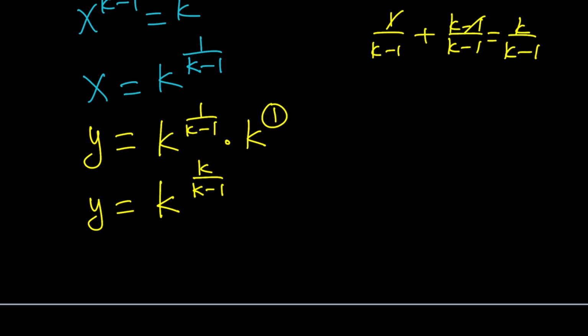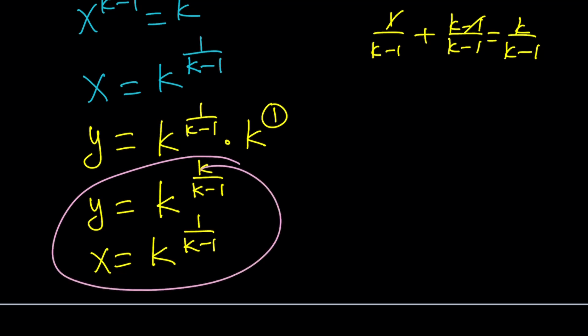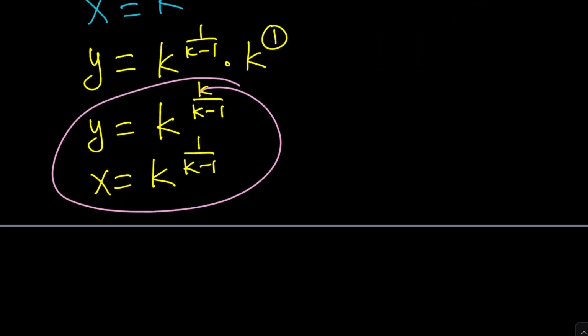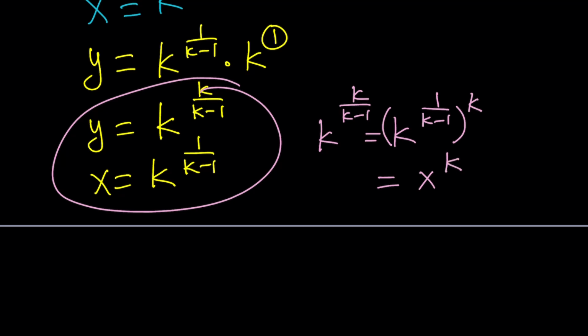So let's go ahead and take a look at these two equations. Let me go ahead and copy x here so they can be closer. And now let's go ahead and explore what is going on. So now notice that y is k times x, right? According to what we assumed. But also y can be written as something else. Take a look. k to the power k over k minus 1 can be written as k to the power 1 over k minus 1 to the power k, because the exponents are multiplied. And k to the power 1 over k minus 1 just happens to be x. Therefore, this is equal to x to the power k, but this is y.